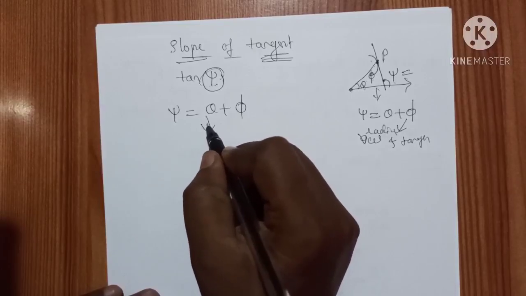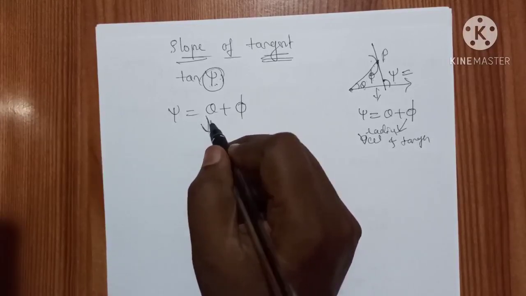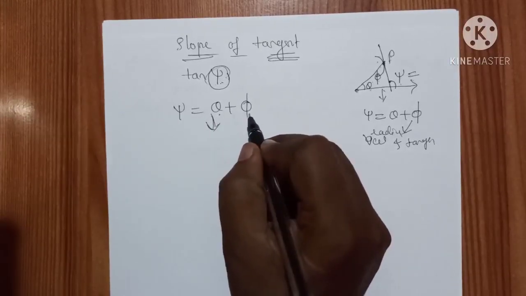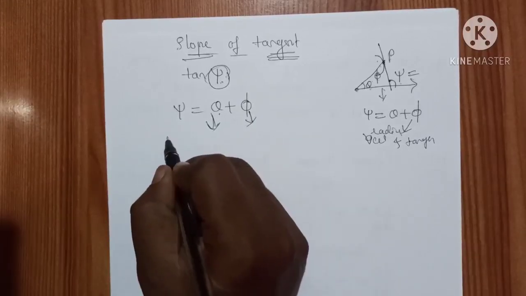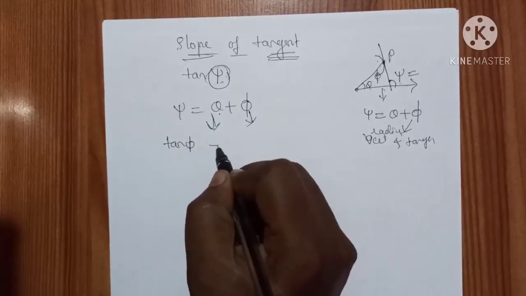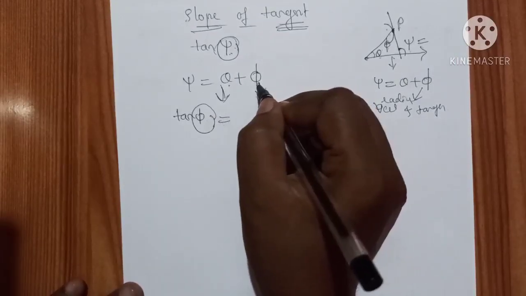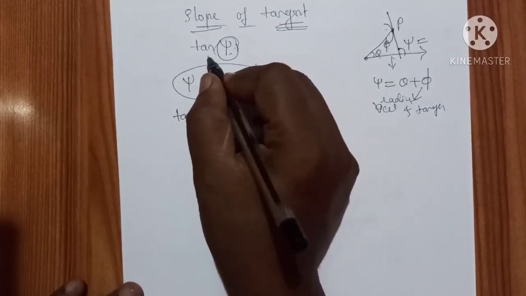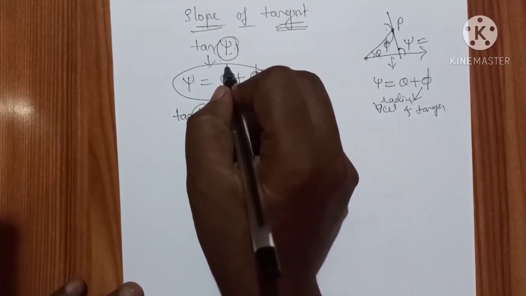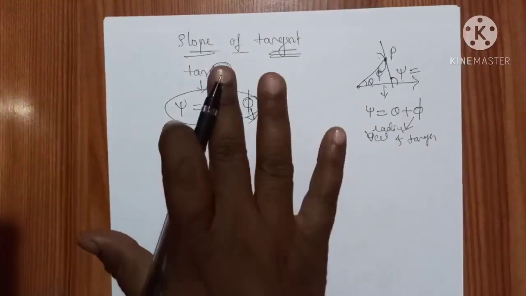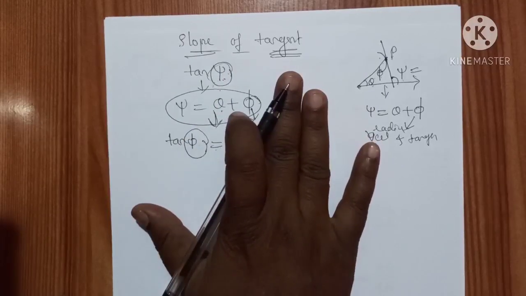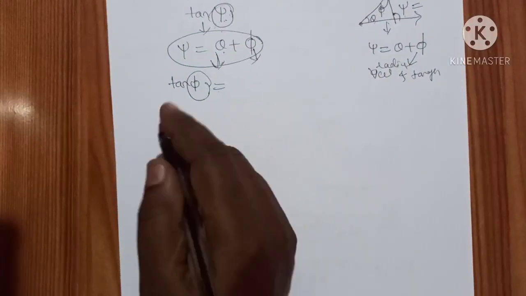Here they will give the theta value. We should find this phi using the tan phi formula. Okay, then we have to substitute into this formula, then taking tangent we get the slope of the tangent. So in order to find the slope of the tangent, we have to follow these steps.